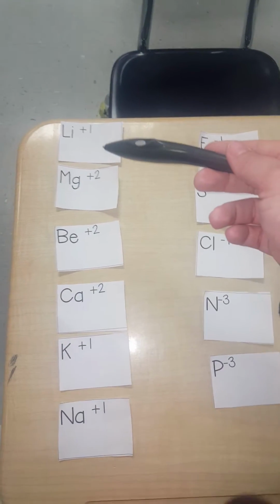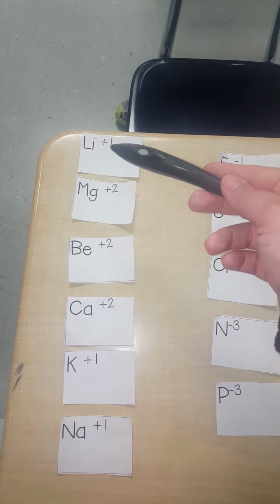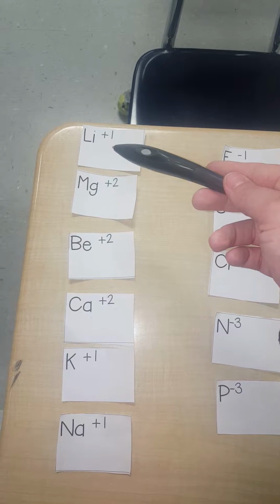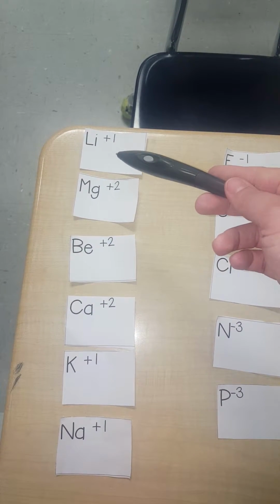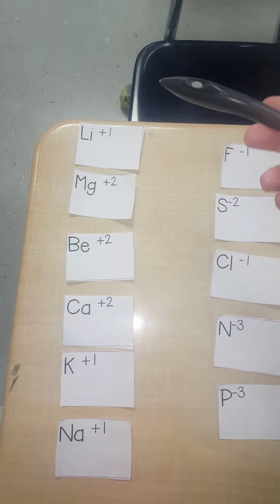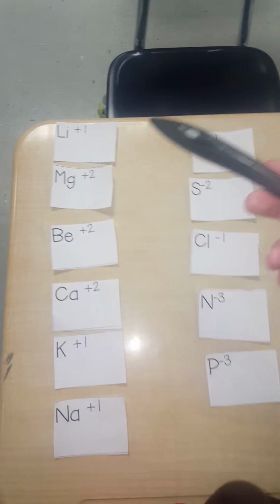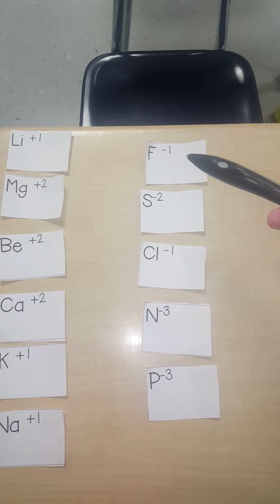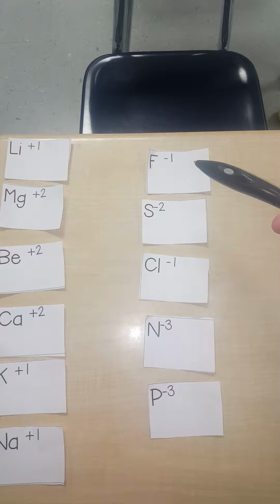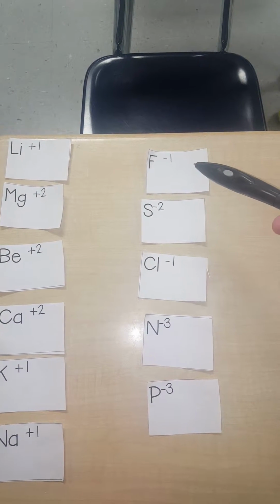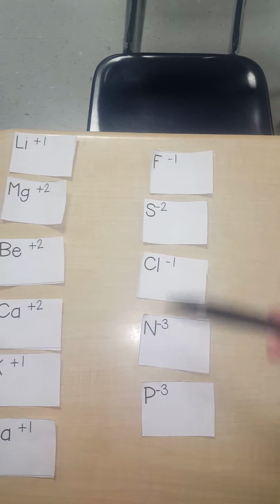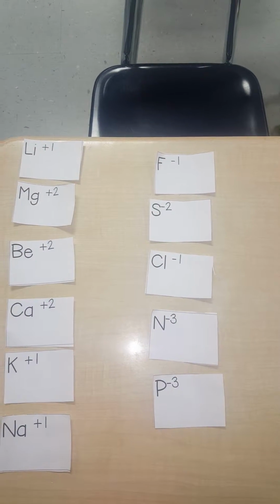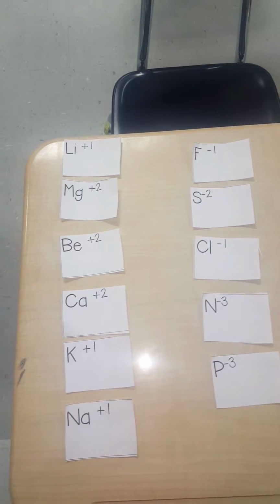Now, lithium is in group 1. It has 1 valence electron, and it's not very happy because its outer shell is not stable. So to be stable, it's going to give away that electron so that it can have a full outer shell. Fluorine is in group 17. It has 7 valence electrons, and it's not very happy because it needs an electron, so it's going to take an electron from another group so that it can be stable.